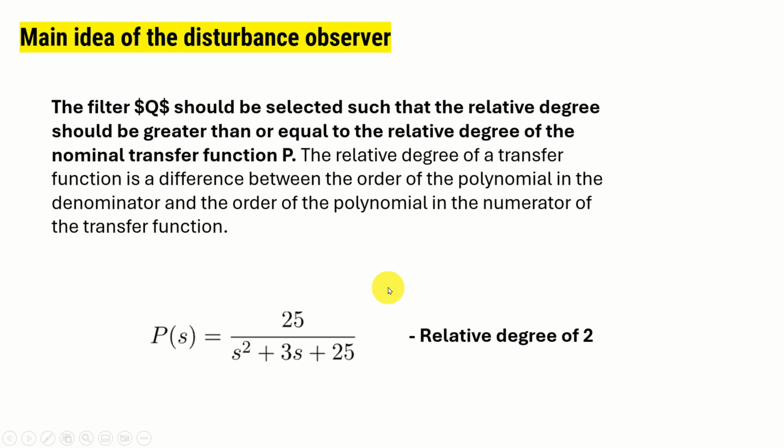Then, the filter Q should be selected such that its relative degree is greater than or equal to the relative degree of the nominal transfer function P. The relative degree of a transfer function is the difference between the order of the polynomials in the denominator and in the numerator of the transfer function. For example, if our P transfer function looks like this, then the relative degree is equal to 2. This is because the order of the polynomial in the denominator is 2, and the order of the polynomial in the numerator is 0, and consequently 2 minus 0 equals 2.